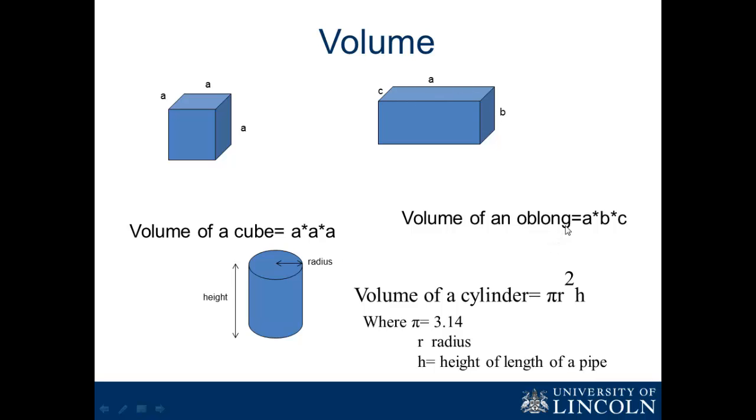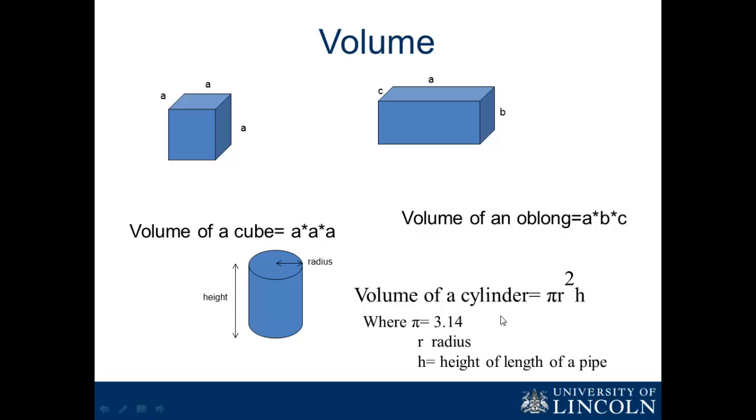So you have that, and for a cylinder, this might be a cylinder, this might be a pipe. If it's a cylinder, you could say this is height. If it's a pipe, you could say this is length. It doesn't really matter. It can be H, it can be L, it can be height or length. So don't forget that. The volume of a cylinder, the formula is something that you need to remember: pi r square H.